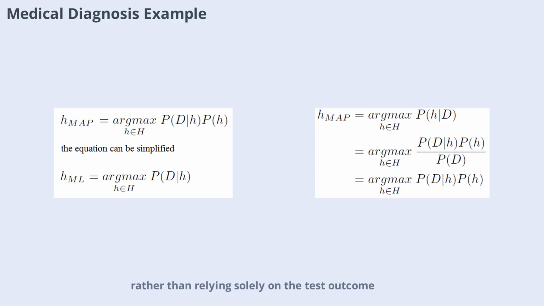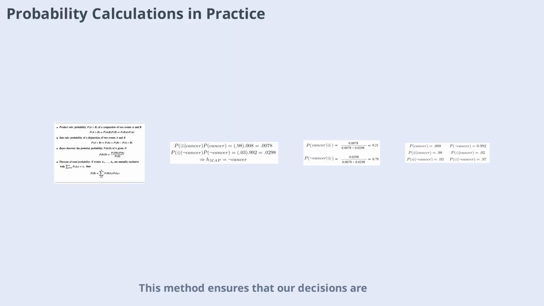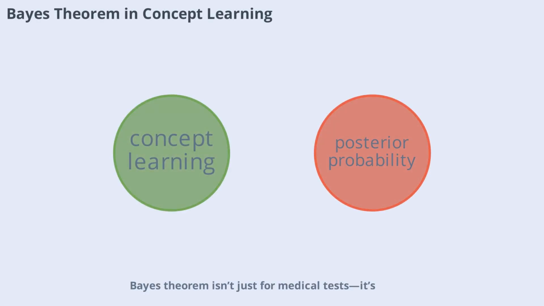the test outcome. In practical scenarios, we summarize the situation using key probabilities: the prior probability of disease, the accuracy of the test, and the observed result. By normalizing these values, we can determine the exact likelihood of each hypothesis. This method ensures that our decisions are grounded in both data and statistical reasoning, reducing the risk of misdiagnosis or overconfidence in uncertain results.